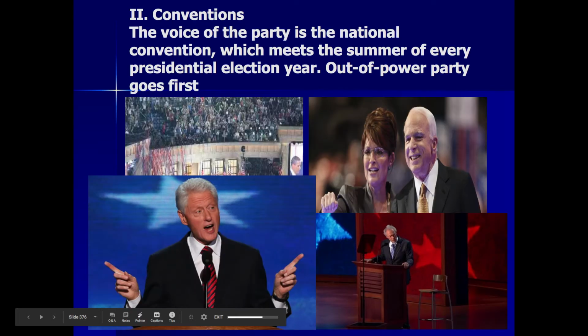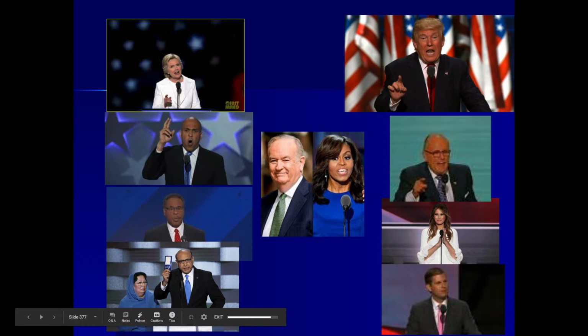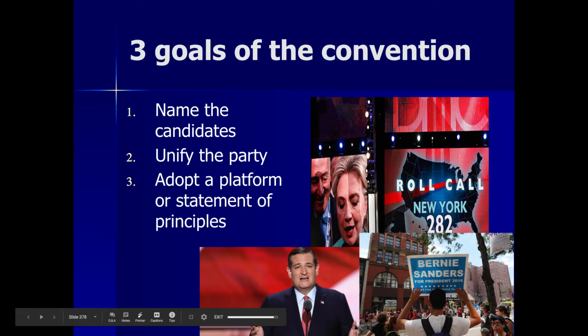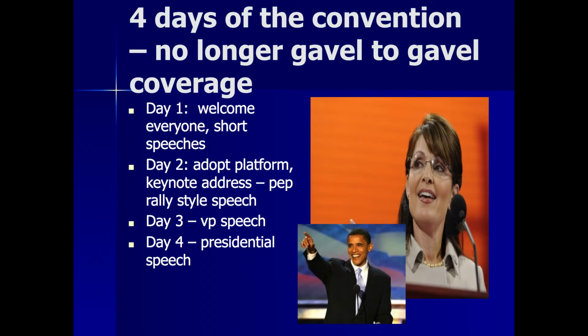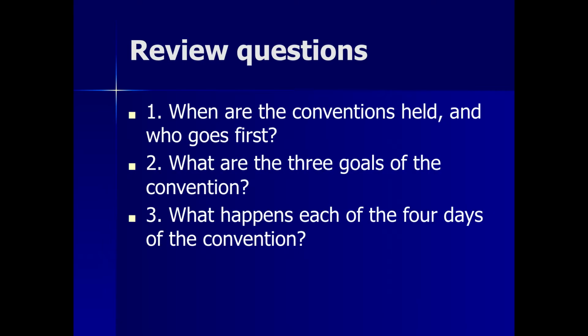All right. So then you talk about the conventions. It's the voice of the power party, kind of that 4-day pep rally for the party. So we talked about moments in the conventions. All right, 3 goals of the convention is to name the candidates, unify the different constituencies within the party, and adopt a platform. It's got 4 days. You got the speeches, first day, the platform, and the keynote address. That's where we first heard Senator Obama's name with that keynote address. The vice presidential speech is on day 3. The presidential speech is on day 4. Look out for that coming this summer.